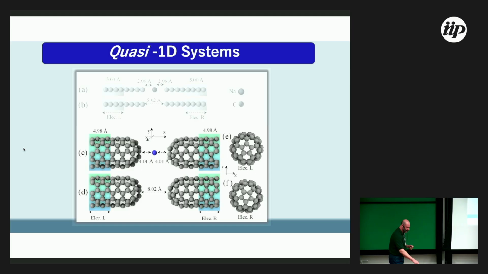Let's see the second system. Now the leads are the same, infinite, so you can say it's a quasi one-dimensional system. And here we can see the nanotube in the front view. And you can see there is a twist between this one and this one.